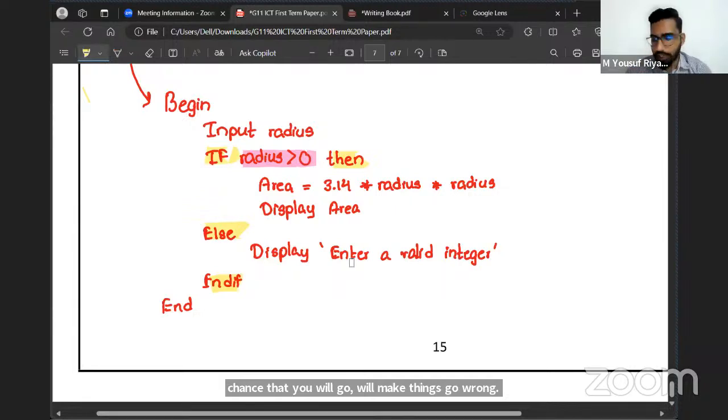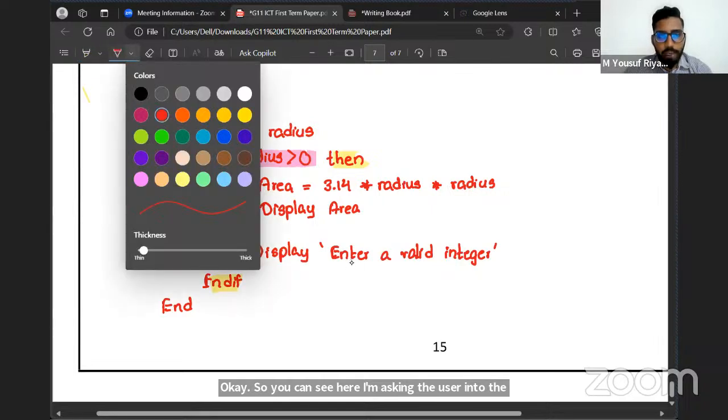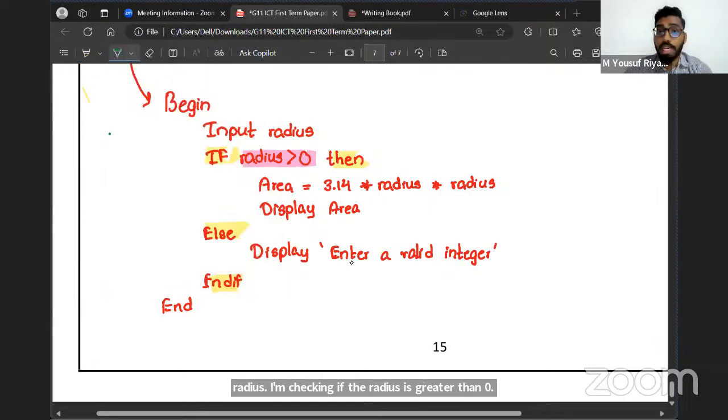I'm checking if the radius is greater than 0. That is to make sure the user enters a number, because if a user enters a letter, a character or anything else, this condition is going to give me false, right? And I'm finding the area and displaying the area back.